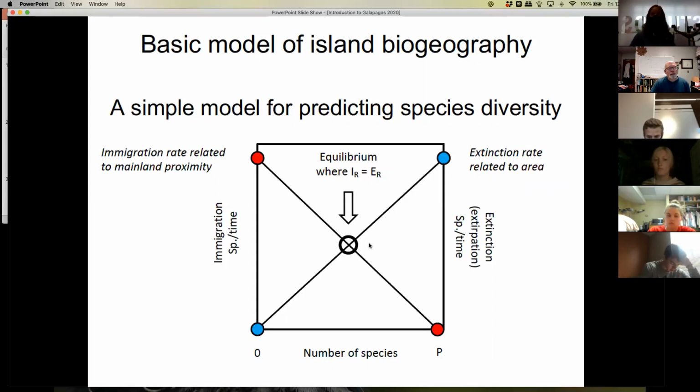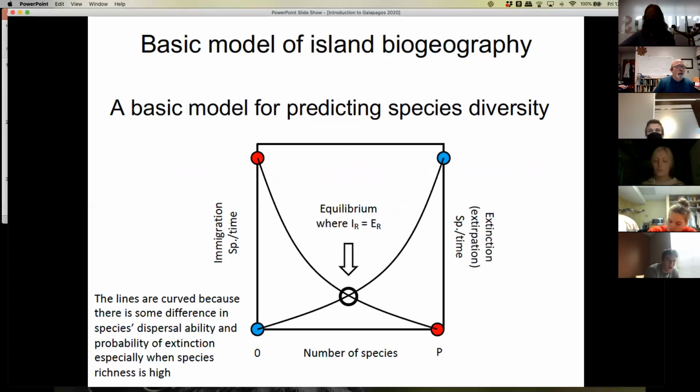It turns out these are not linear relationships, but for any given island, where the immigration rate and the extinction rate intersect, that's where you should expect the number of species on an island to appear. This is referred to as the equilibrium number of species. As it turns out, these curves are actually not linear, and that's why the original figure appeared the way it is.